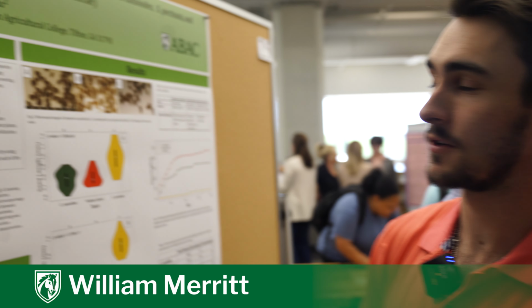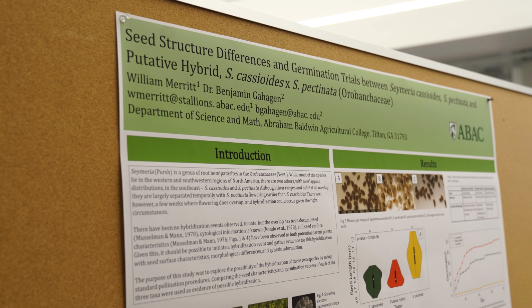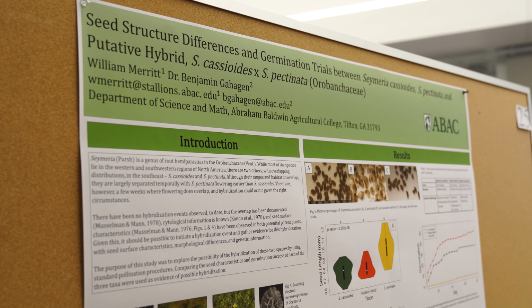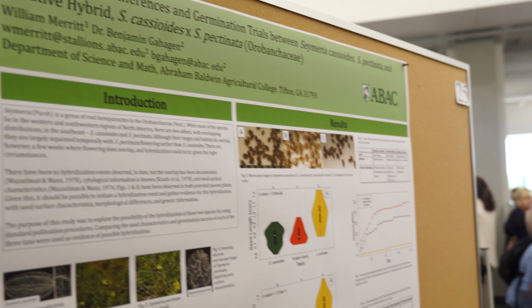My name is William Merritt, and I'm going to be talking about seed structure differences and germination trials between Seymeria cassioides and Seymeria pectinata. So the Seymeria genus is a root hemiparasite that grows down here in South Georgia. They have a lot of similarities, but there are two key differences that can affect the hybridization between the two.